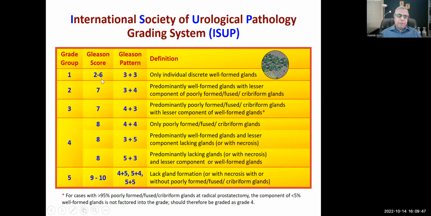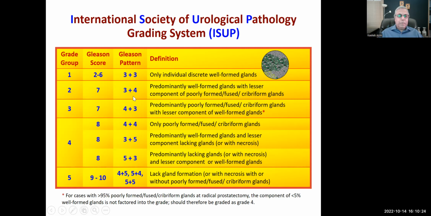2 to 6 is not very serious, although 3 plus 3, you do call it a cancer, which we saw over here. Only individual discrete well-formed glands, and because there is only one pattern, you add the score twice, so your score is 6. Now 6 is a low-grade cancer, all right? It is not aggressive and you're not worried. Maybe you will not even give treatment for this one. You'll just observe, you'll decide for active surveillance. So this is grade group 1.